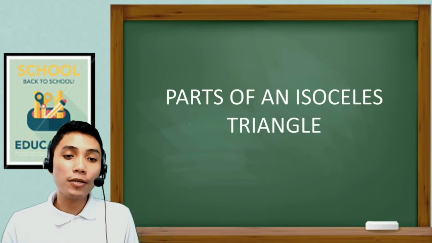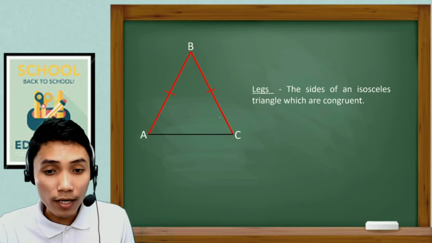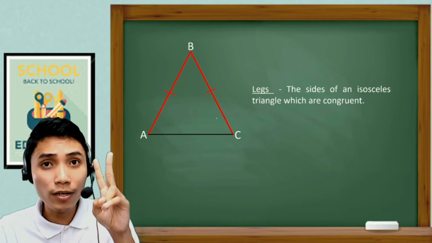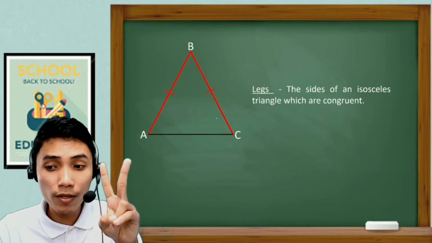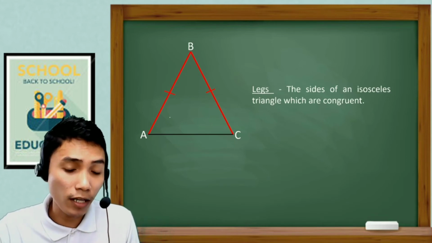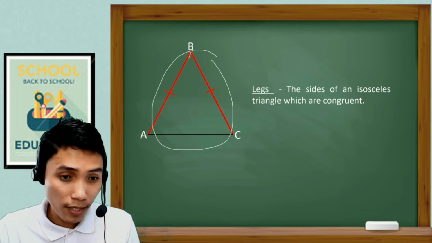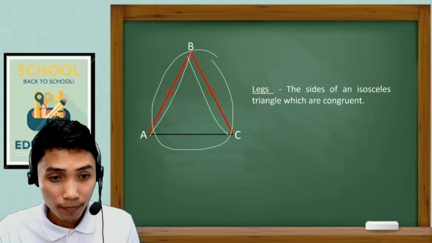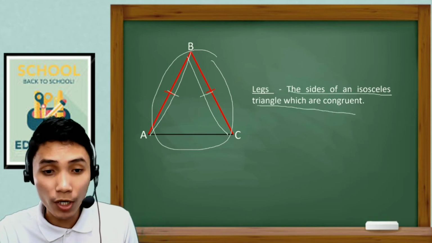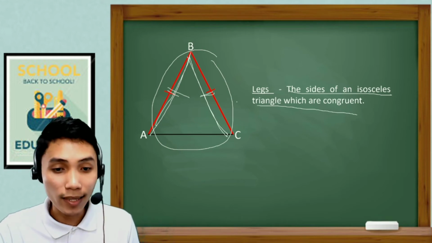So we have here also parts of an isosceles triangle. Number 1 is legs. Okay, remember that isosceles, there are 2 lines that are congruent or the same measurement. Like say for example this one. Okay, so this is our legs. Okay, the sides of an isosceles triangle which are congruent, so they are the same. So that is our legs.